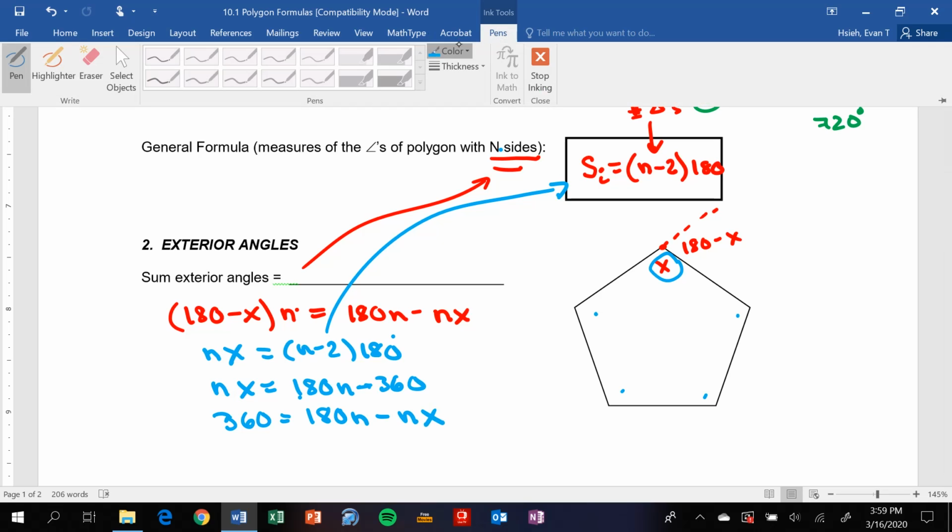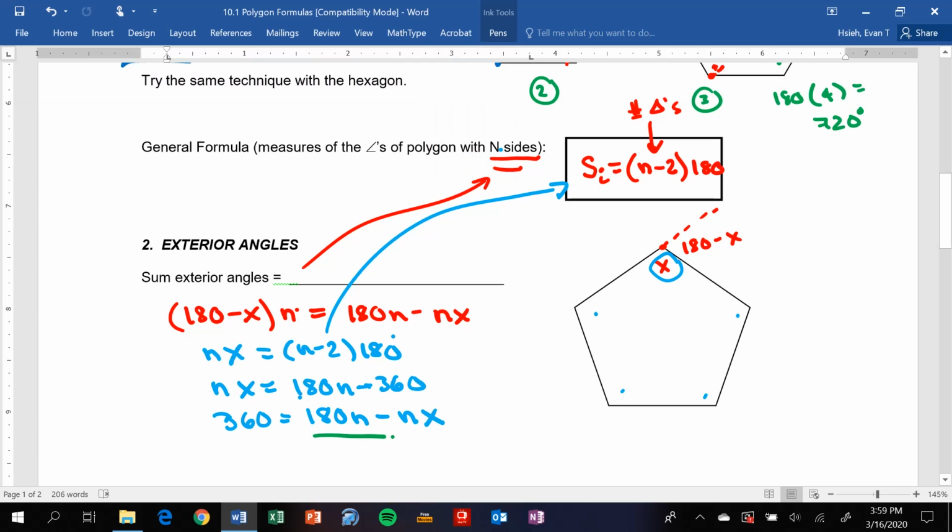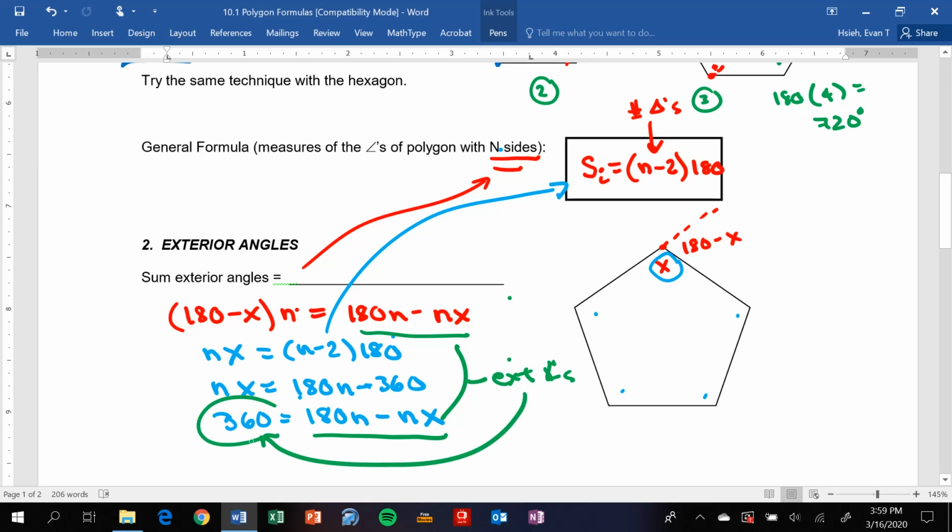And if you notice, these two are exactly the same. These represent your total number of degrees for the exterior angles. And if you also notice, it's equal to 360 degrees, so it's just 360. The sum of the exterior angles of any polygon is always going to be equal to 360 degrees, no matter how many sides the figure has.